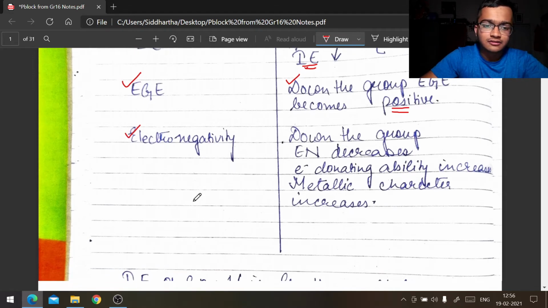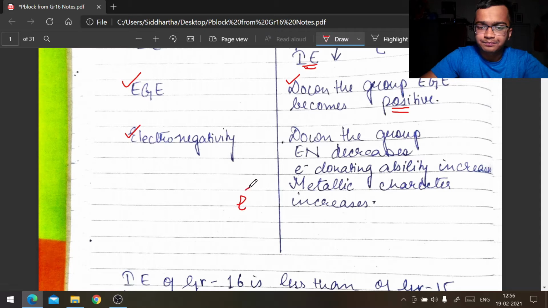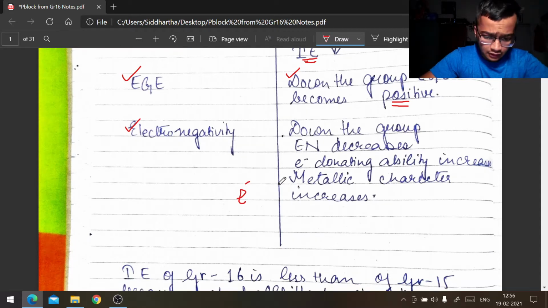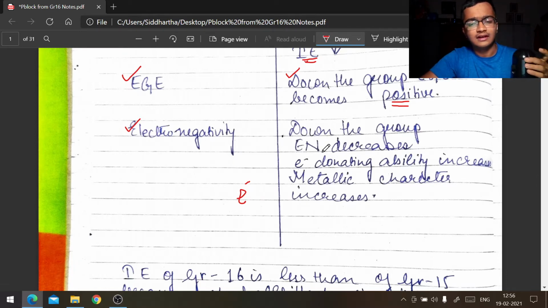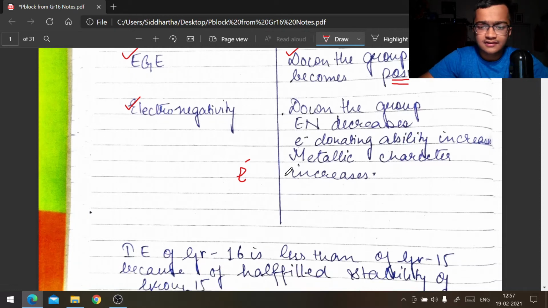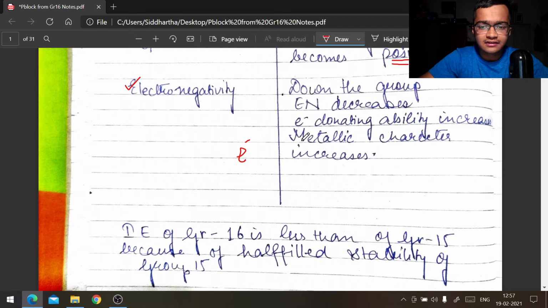Next is the electronegativity, the tendency to attract the shared pair of electrons towards itself. Down the group the electronegativity decreases. Why? Because on moving from top to bottom in the periodic table, the atomic size is increasing. As the atomic size increases, the electronegativity decreases, because the effective nuclear charge, or the force with which the nucleus attracts the electron, will decrease. The size is increasing, and also the metallic character is increasing, right?